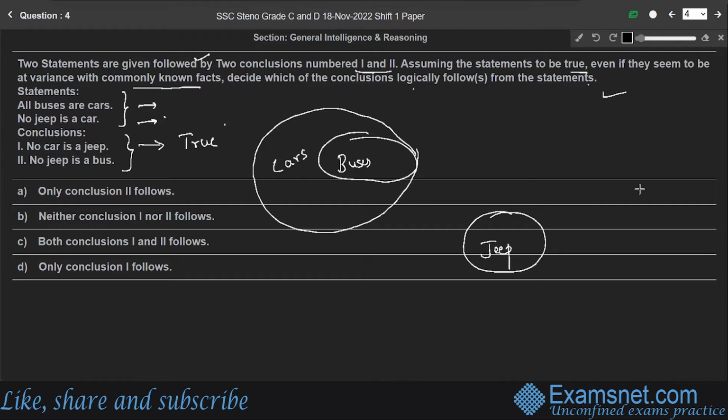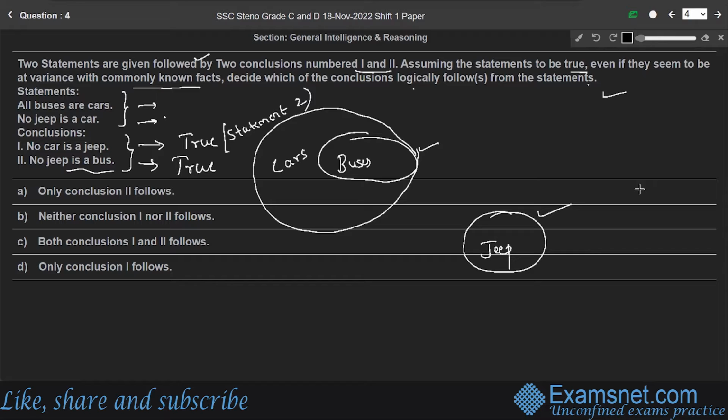The reason is statement 2. There is no relation between jeep and car according to statement 2. Therefore, the first conclusion is true. Second one, no jeep is a bus. So here is the set of jeeps and the set of buses. Here, no jeep is a bus, which is true. Again, for the same reason, there is no relation between jeep and bus.